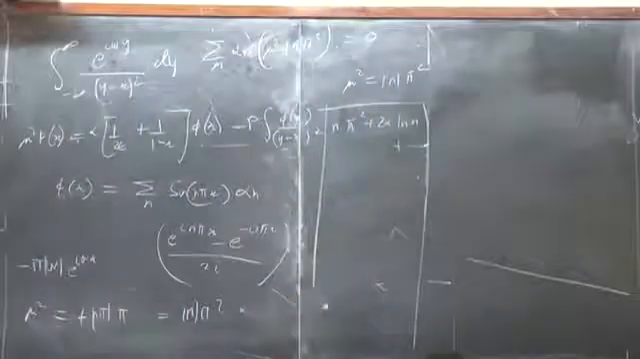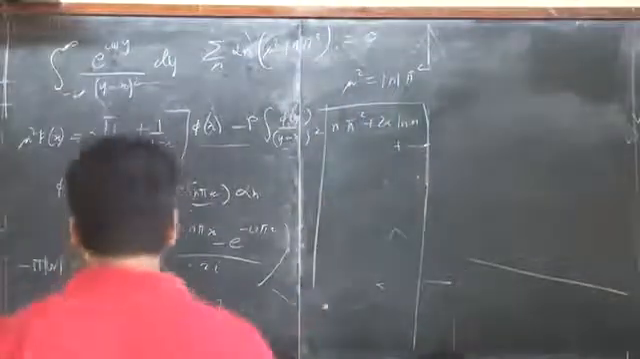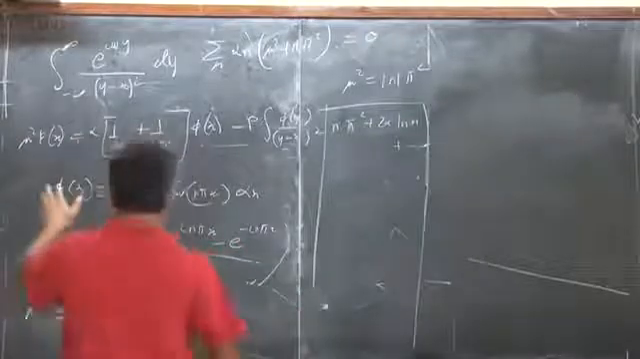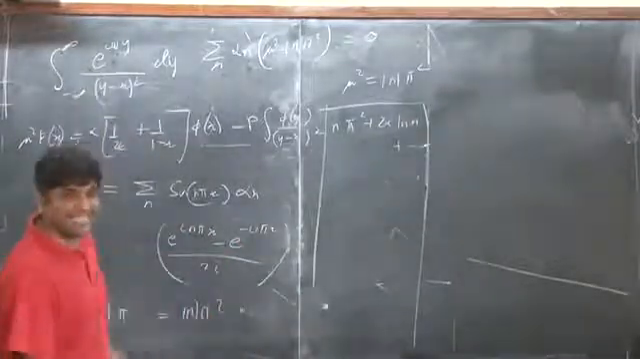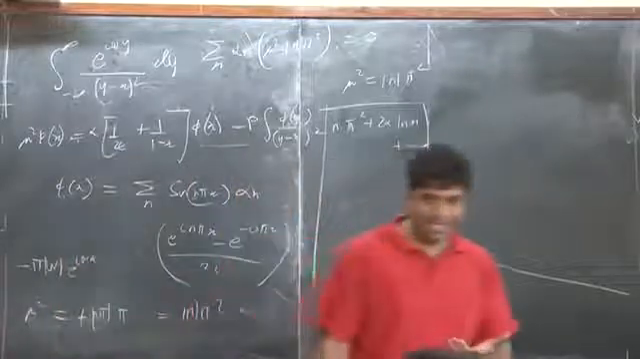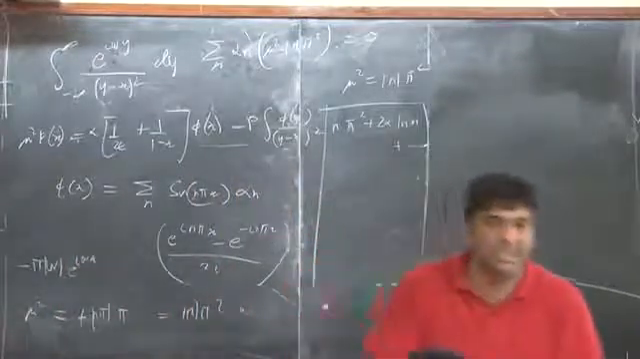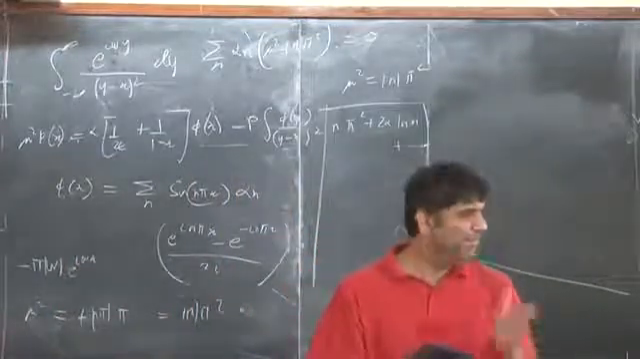Sir, can you just go through the conclusion again? The conclusion is that this integral equation has singularities only at mu square equal to pi square times n, and large mu square.